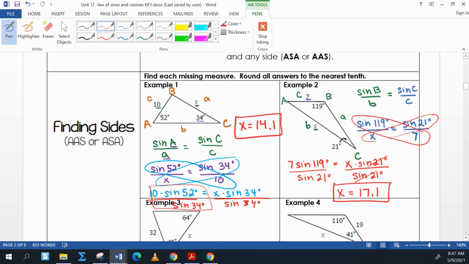Please note as well, just something to look out for. Notice that 21 degree angle, that's your smallest angle in this triangle, well, I guess we don't know this one, but it's a lot smaller than this 119 angle. So this side across from it is also going to be quite a bit smaller than the side across from the 119. So just make sure if you get a number smaller than 7, but your angle is bigger, then you're going to need to redo that. But 17.1 seems like a good answer, and we're going to circle that.